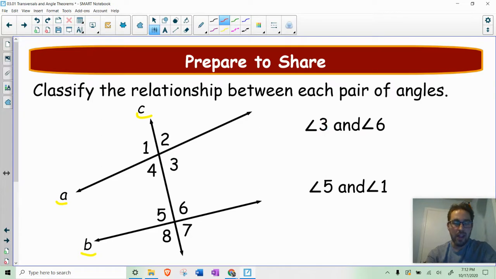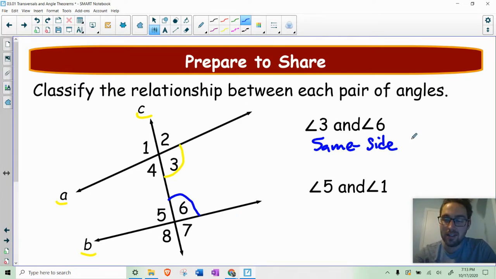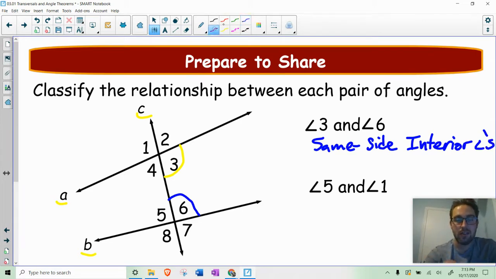So the first ones we have are angles 3 and 6. Well, angle 3 is right here, and angle 6 is right there. So they're on the same side of that transversal C, same side. And they are both inside the two lines that the transversal is cutting. So that is same side interior angles. That's the relationship between angles 3 and 6.